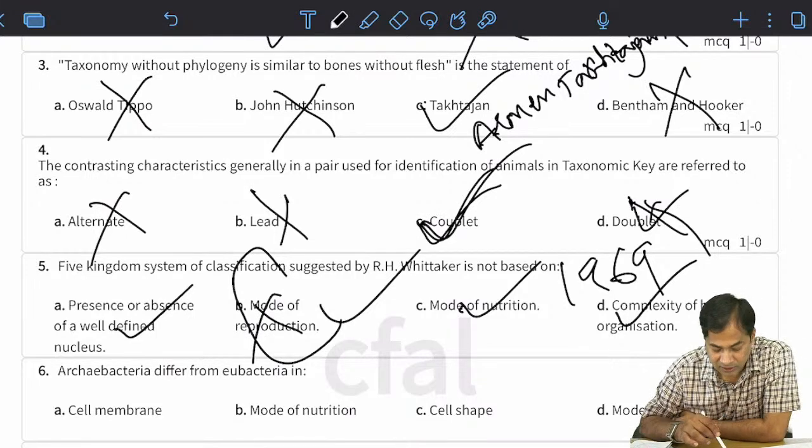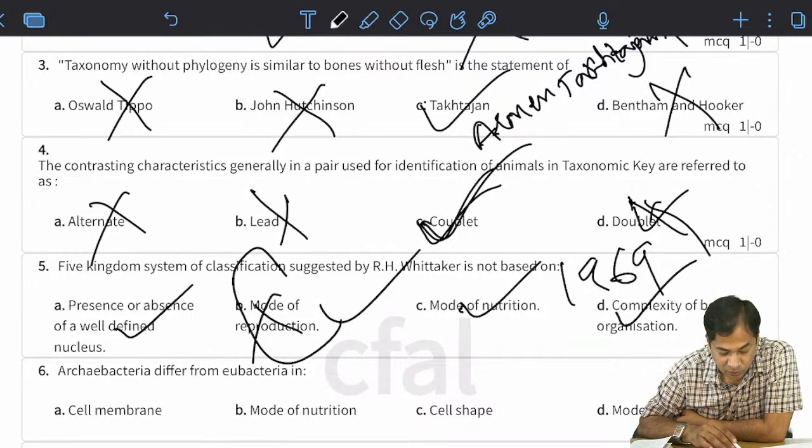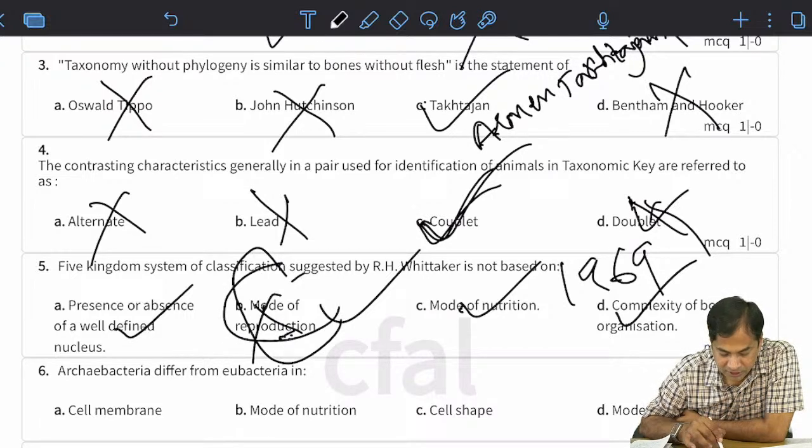Okay, option B should be correct. Because they have mentioned nuclear membrane there in the table, that means option A cannot be correct. So option B, which is not based on that, should be correct.